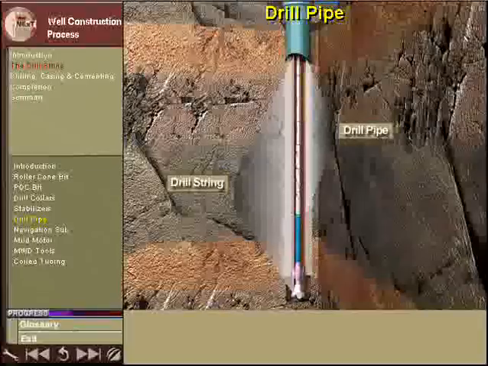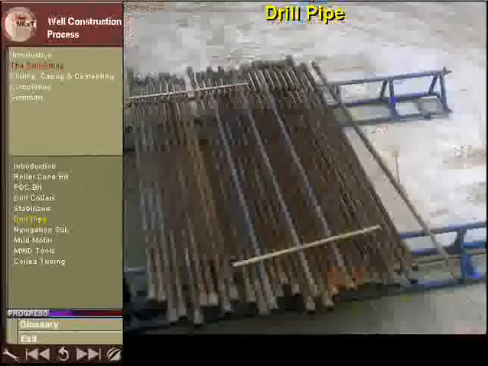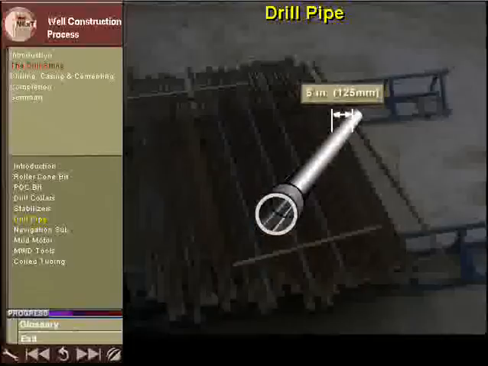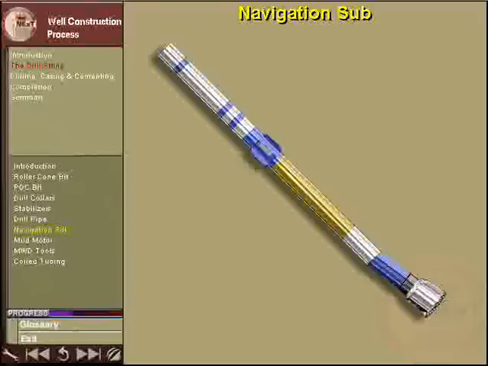Drill pipe forms the major part of the drill string. A typical diameter for drill pipe is 5 inches, or 125 millimeters. In directional drilling, special tools are needed to enable the well to be drilled at an angle to the vertical. Usually a PDC bit is used, since this eliminates frequent trips to change the bit when it gets dull.